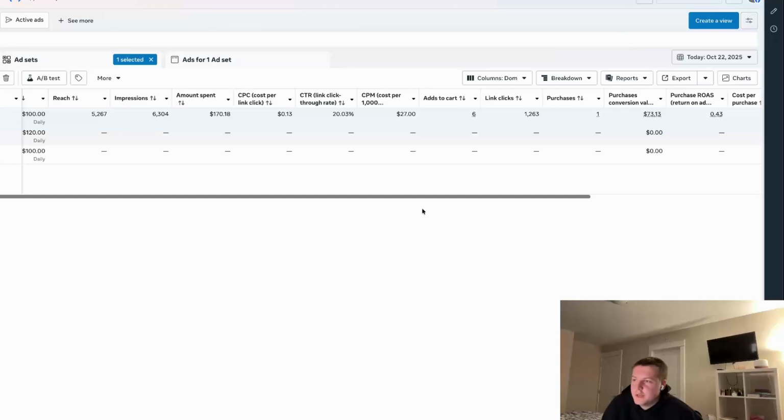Now I only had 6 add to carts, which is also very low from 1.2k link clicks. So my add to cart percentage and purchase ROAS were not even in the percents, like under 1%, which is very low. So I don't know if there's maybe low demand for this product, but I did get a sale today.